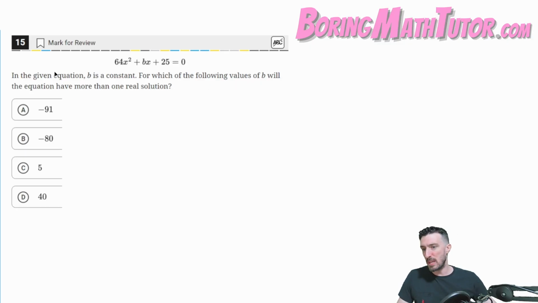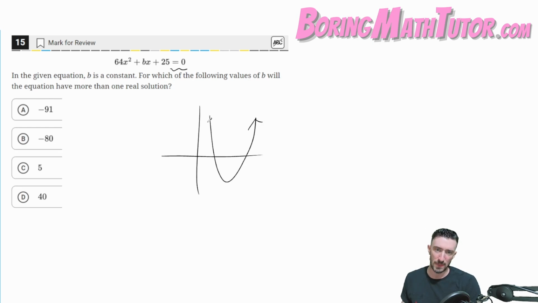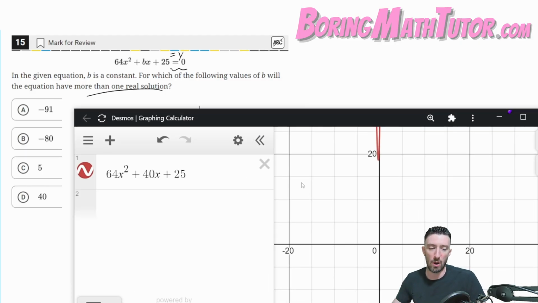All right, we got ourselves a quadratic that's equal to 0, and they're saying for which of the following values of b will the equation have more than one real solution? Well, when you want to have something equaling 0, then if you happen to have a parabola, that would mean you're dealing with the x-intercepts, because if this was originally y equals that and then the y is 0, that means you're on the x-axis. So what we're going to do is go into Desmos and check out where we're going to get more than one real solution. In other words, more than one x-intercept.